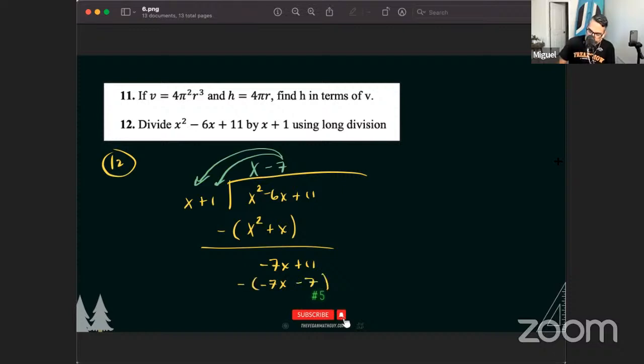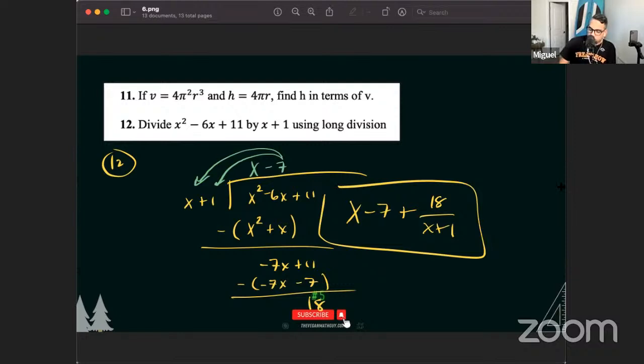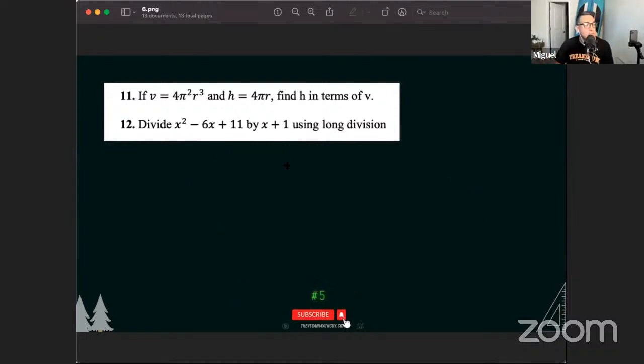Don't forget I'm subtracting these values. So the negative 7x minus negative 7x is going to cancel out. And then I'm left with 11 plus 7, which is 18. I have a remainder. So my answer is x minus 7 plus 18 over x plus 1. Okay, that was long division. And I'm telling you, I have a feeling you won't use long division. I think it's just going to be synthetic.